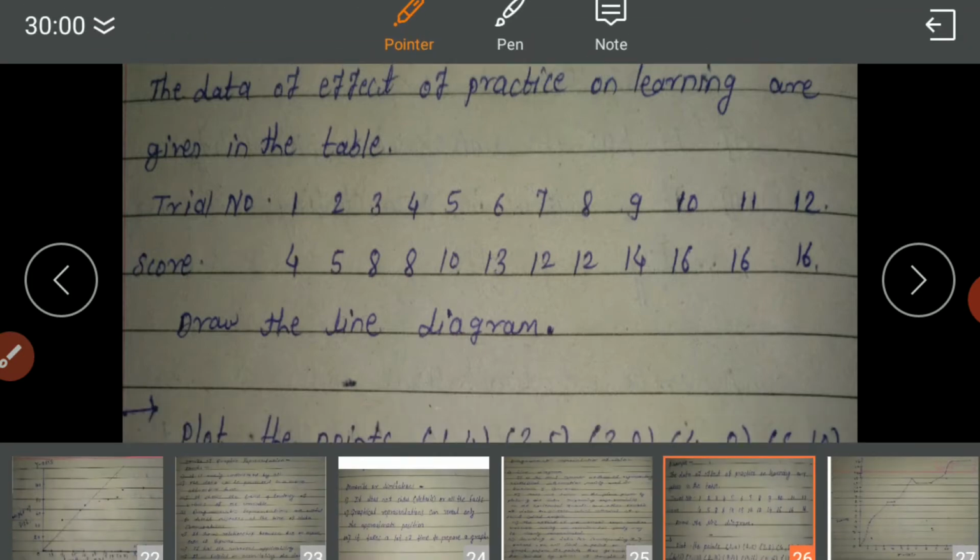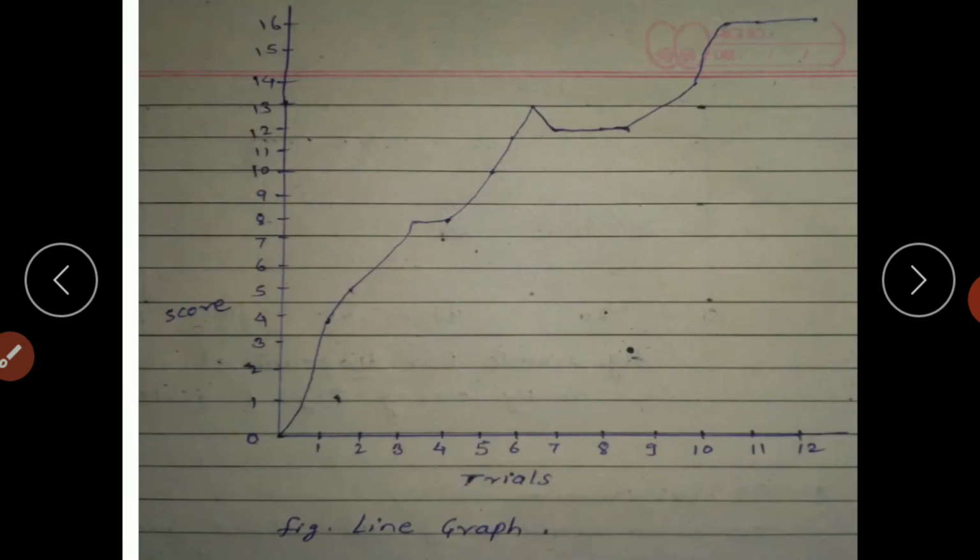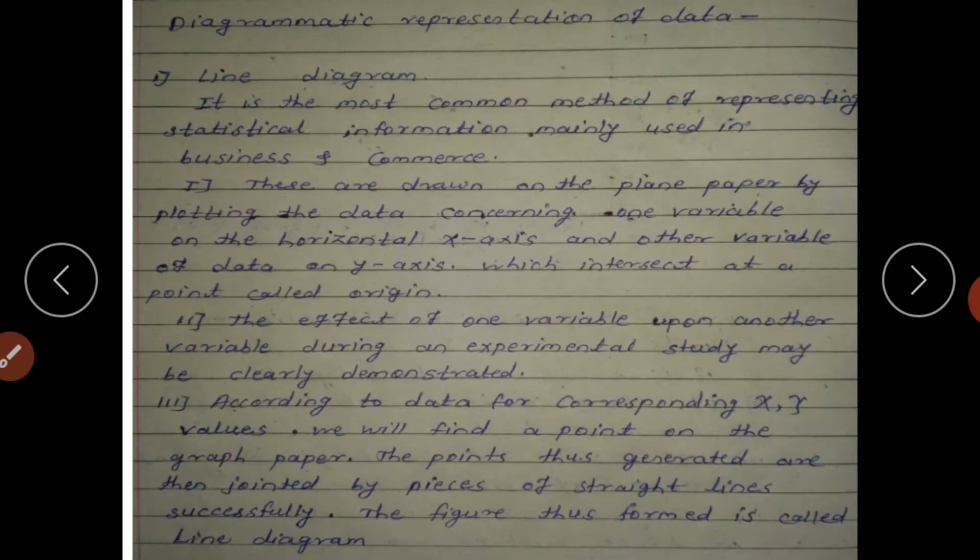So this is the line diagram. This is one of the diagrammatic representations of data that we can use to represent our group data information in the form of a line graph. So let's see the line diagram. It is the most common method of representing statistical information, mainly used in business and commerce. So this method is actually used in the business and commerce industry.